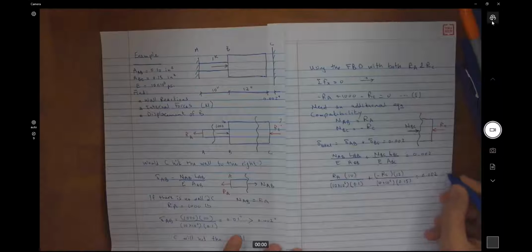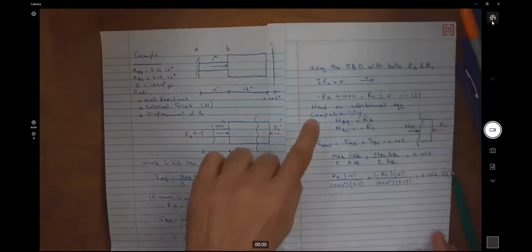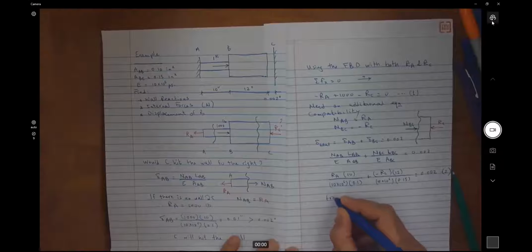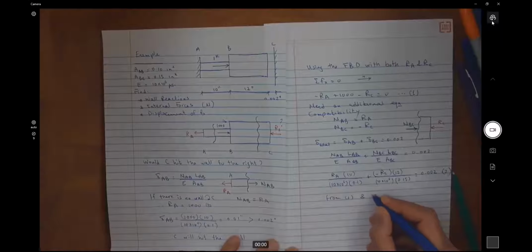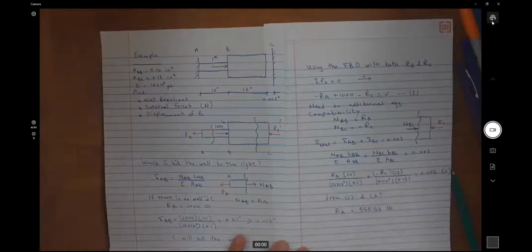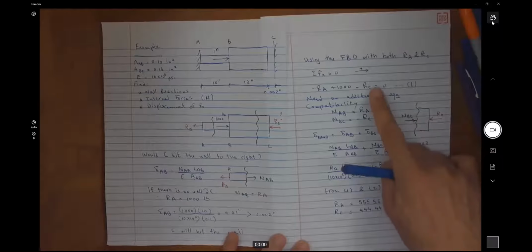I will call this equation 2. You see here I have equation 1 and equation 2, and I only have two unknowns, RA and RC. From 1 and 2, we can find that RA is equal to 555.56 pounds, and RC is equal to 444.44 pounds. And clearly, when you add these two together, you get the 1,000.